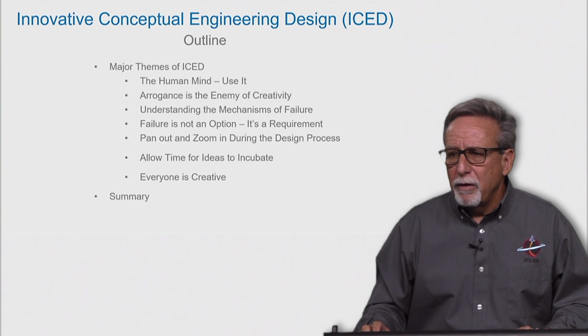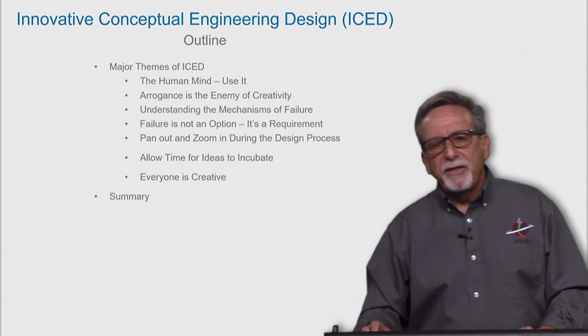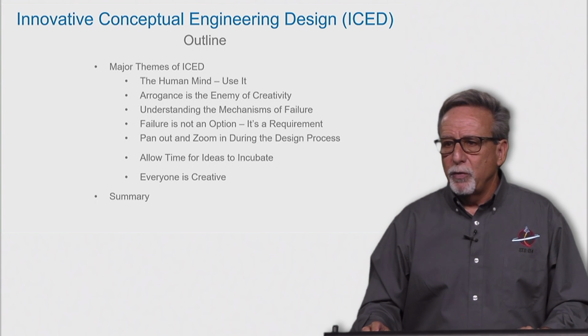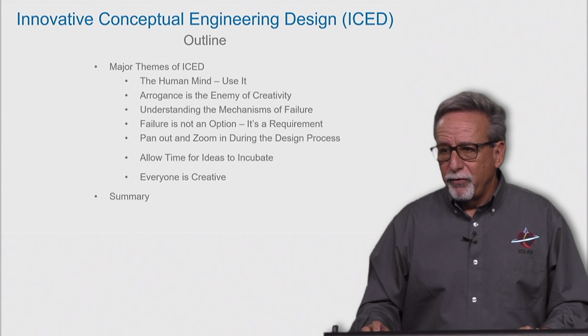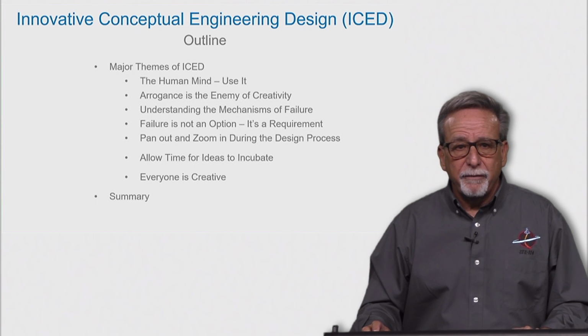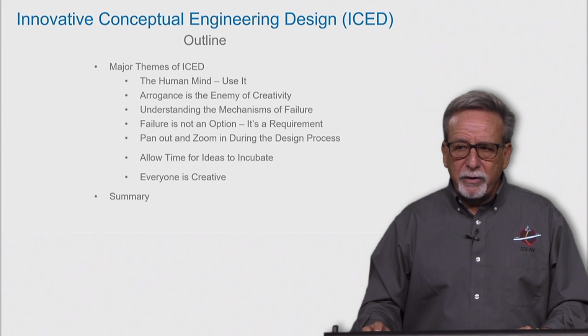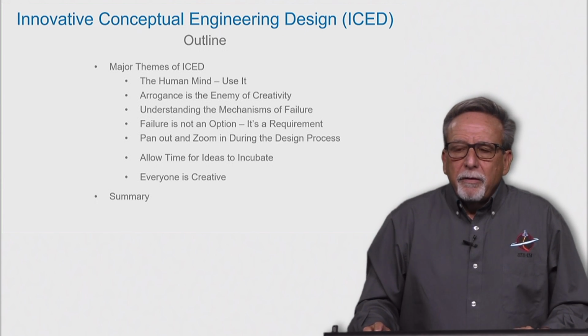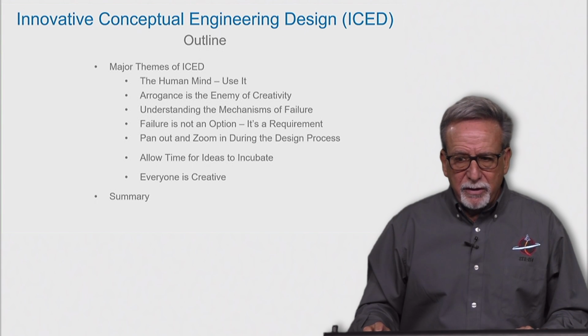As you can see, this is the outline of the seven major themes which we will be discussing today and going into in detail on each one of them. First one is the human mind, use it. Arrogance is the enemy of creativity. Understanding the mechanisms of failure. Failure is not an option. Panning and zooming out during the design process. And allowing time for ideas to incubate. And also discussing creativity and the fact that we are all creative and being creative not only individually but also as a team. And lastly, we will summarize our results.